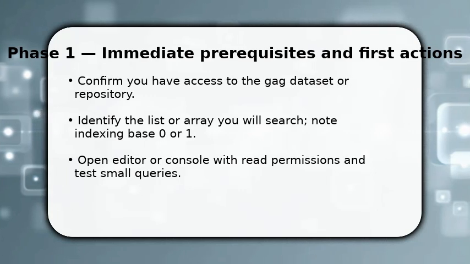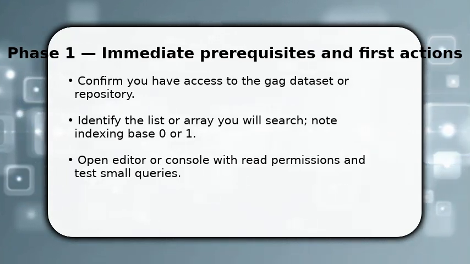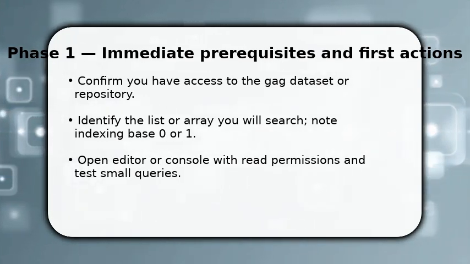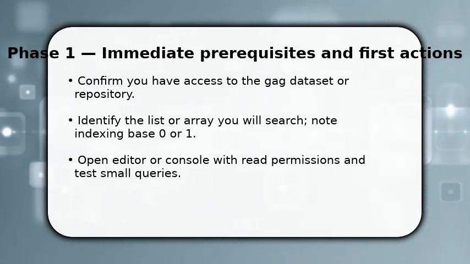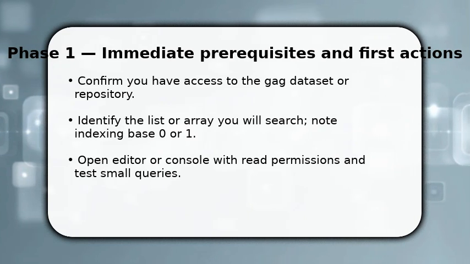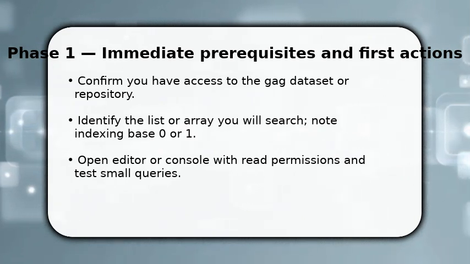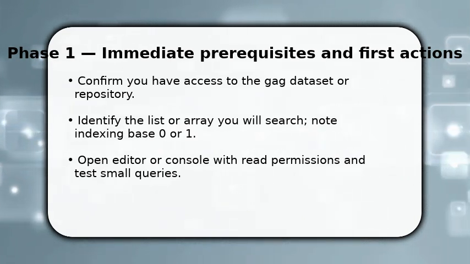Enjoy the video. You start by confirming access and choosing the collection you'll search. This matters because indexing can be zero-based or one-based. Once done, inspect the first 5 entries to understand structure and pick a unique identifier or pattern to match.